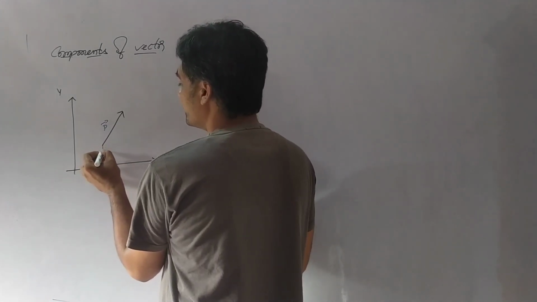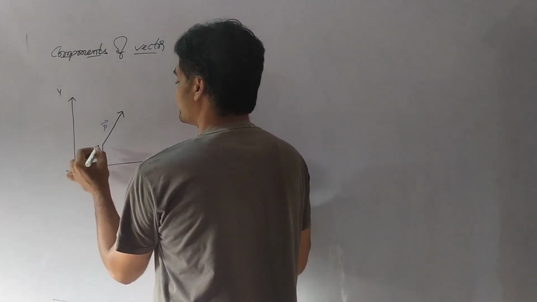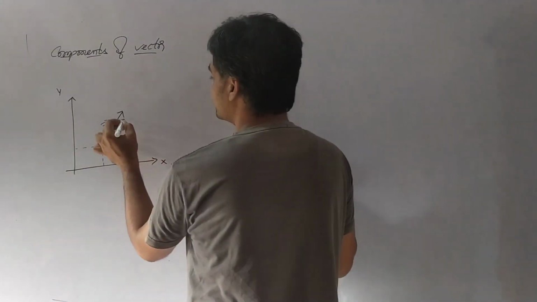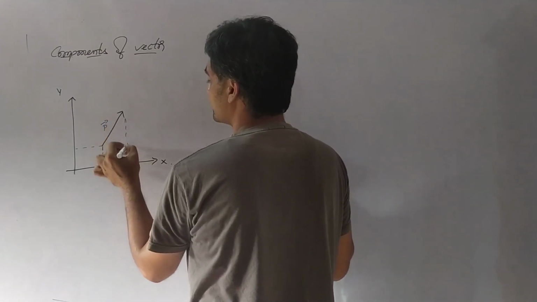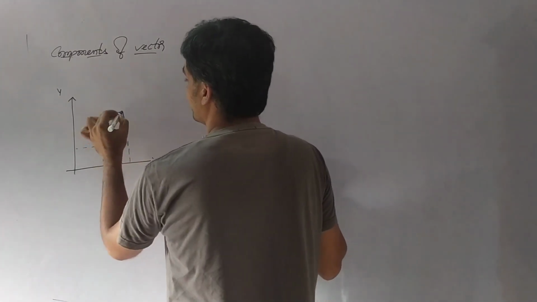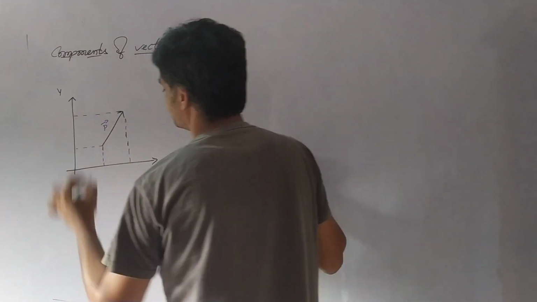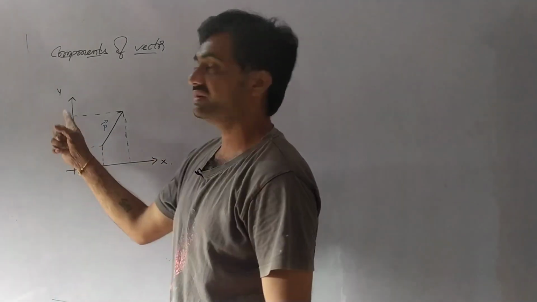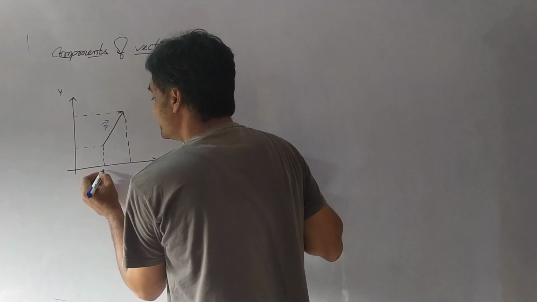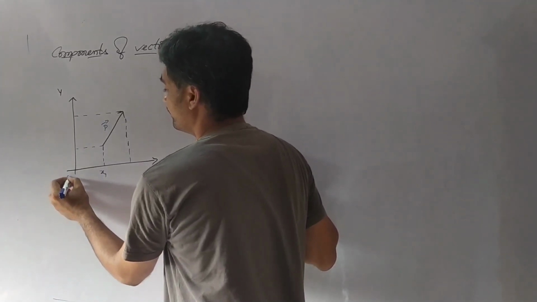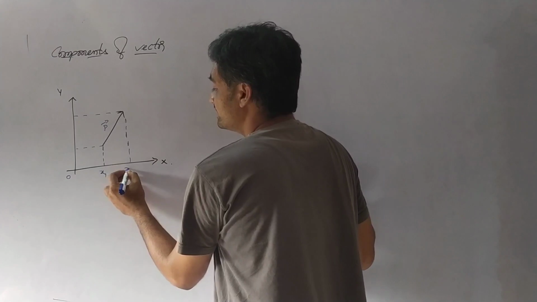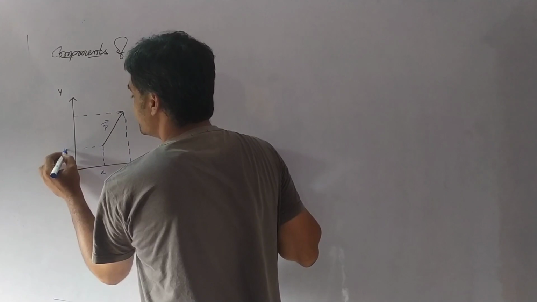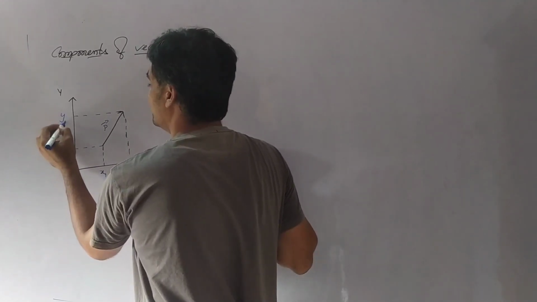Now we have to draw perpendiculars from the tail of the vector onto the x axis as well as the y axis, and likewise from the head of the vector onto the x axis as well as the y axis. Observe that we have drawn perpendiculars onto both axes. The tail coinciding point is represented as x1 from the origin, and the head coinciding point is represented as x2. In the same way, the coinciding points on the y axis are represented as y1 and y2.